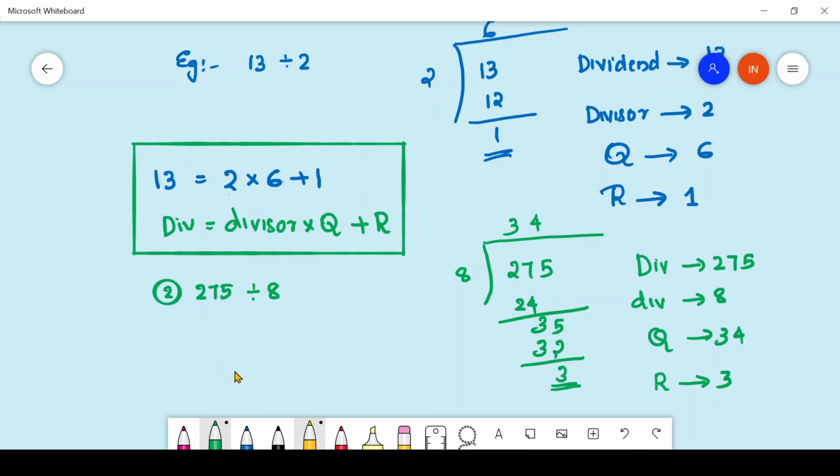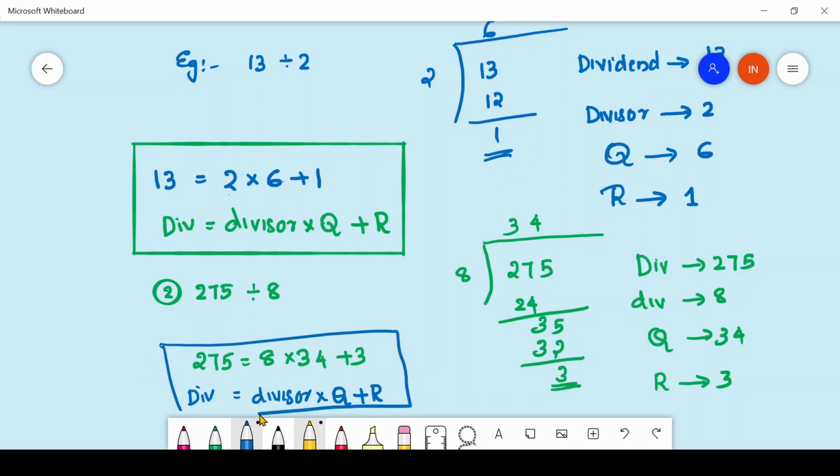So I'm going to write here 275 is equal to, can we say that 8 multiplied with the quotient 34 plus 3? Is that correct? Yes, 8 multiplied with 34 plus 3, you will get 275. So this means that the dividend is equal to the divisor multiplied with the quotient plus remainder, right? So this is the condition we obtained here.